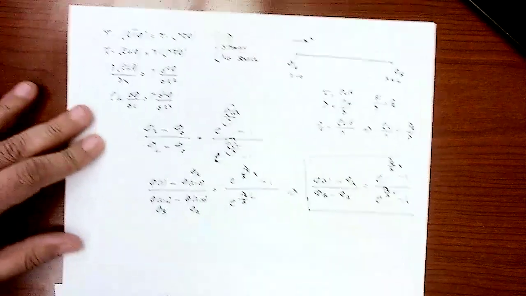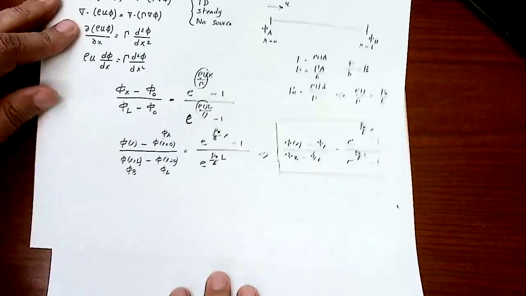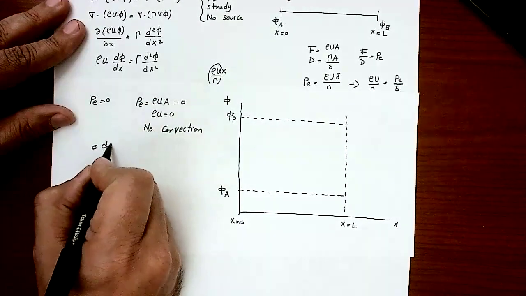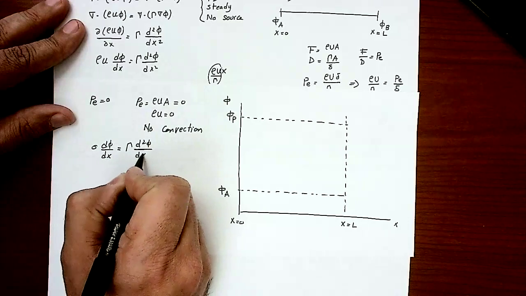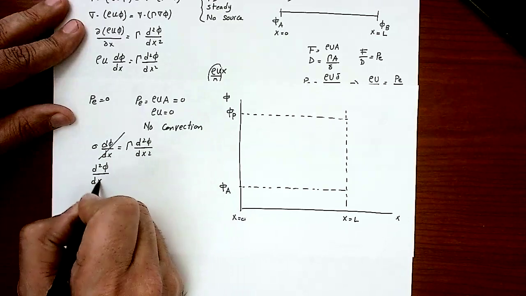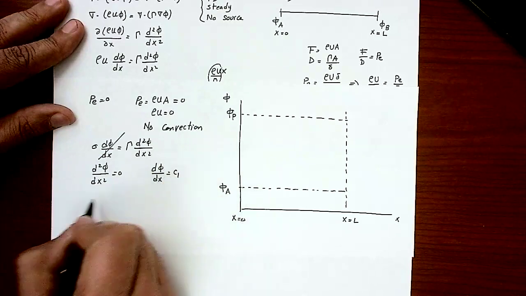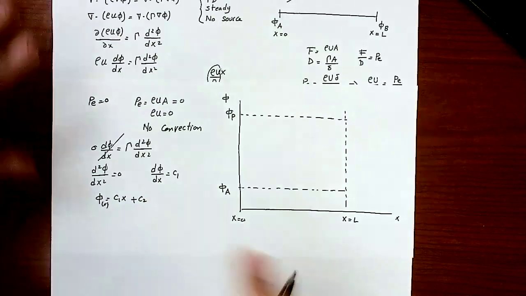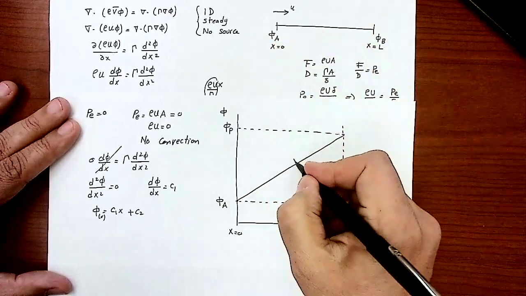If I go back to the differential equation and put rho u equals 0, what am I going to get? I will have 0 times d phi by dx equal to kappa d squared phi by dx squared. The left side is 0 and kappa goes away, so I end up with d squared phi by dx squared equals 0. I integrate, so d phi by dx equals c1, and phi equals c1 x plus c2. So phi as a function of x is linear. The solution will be linear between the two boundaries for Peclet number equal to 0.